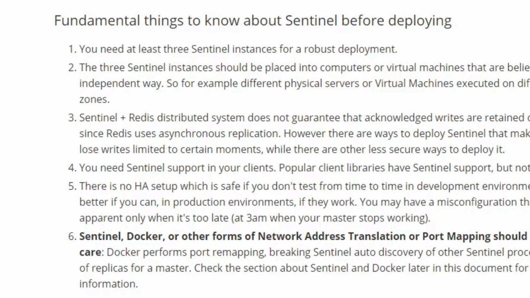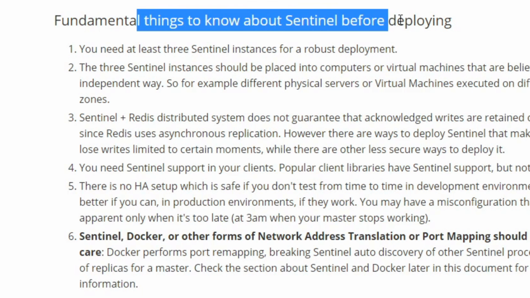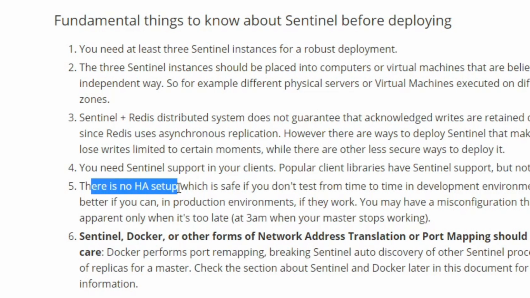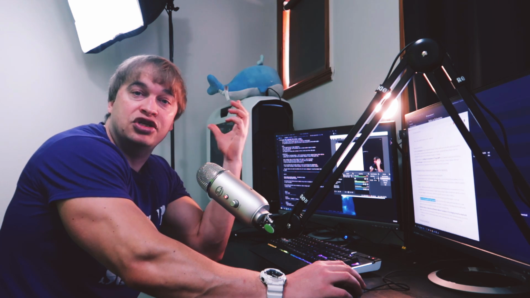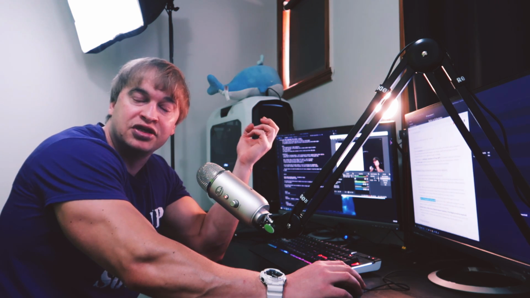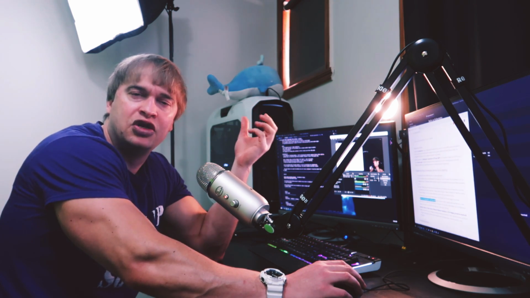There is one thing I want to mention about running Redis on Kubernetes that's very important when it comes to high availability. Redis has a really good document around the topic of Sentinel, and there are some fundamental things you need to know about the Sentinel before deploying. One of the things I want to stress is that there is no HA setup which is safe, which basically means you need to test your Redis instances to make sure that they can tolerate disruptions. So if a pod dies and comes back, you want to make sure that you don't have any disruptions, and you want to make sure that your applications can tolerate these disruptions.